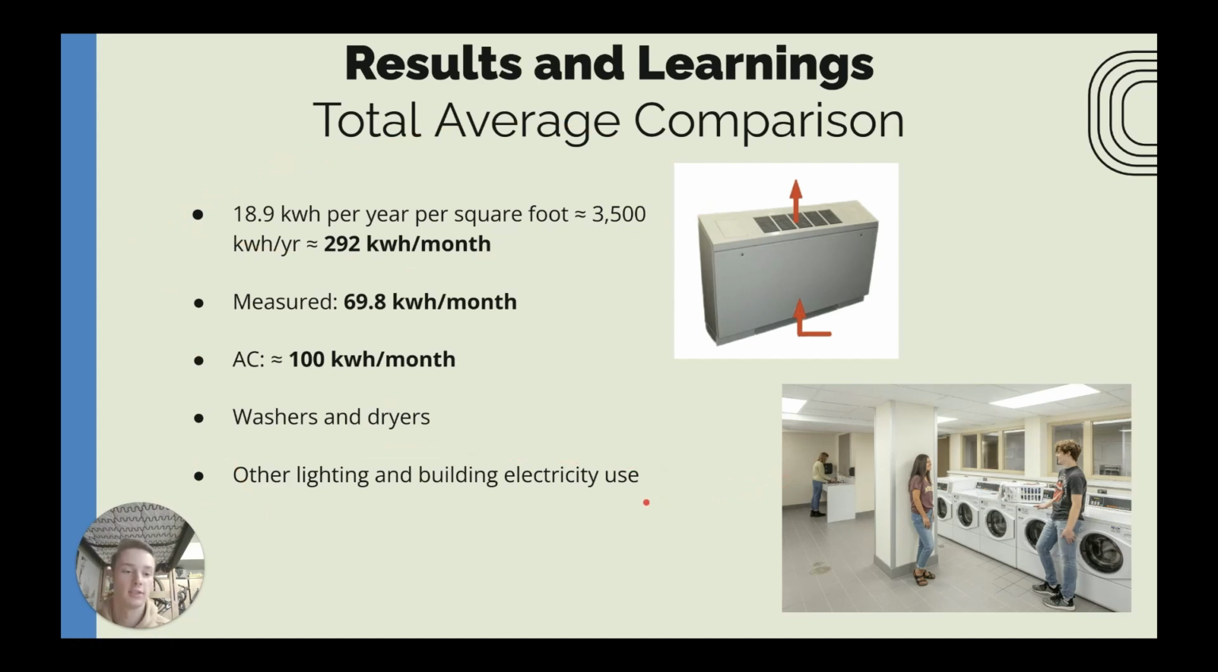And also, we can assume that this number takes into account the other lighting and building electricity use in total. When they do the research, they probably take the total energy use of the building and then divide by the number of rooms. So that can include lighting in the building, other building electricity use, the elevators, security systems, all of that kind of thing.